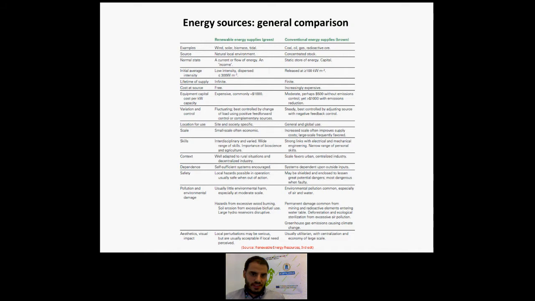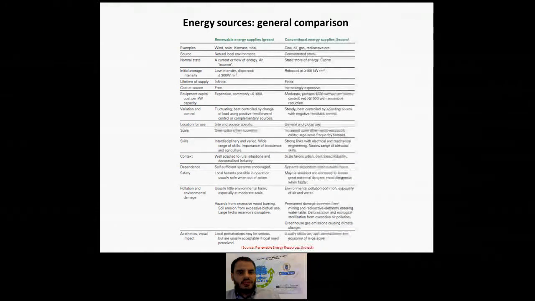Considering safety, in the case of renewable energy, local hazards are possible in operation, but it is usually safe when out of action. In the case of conventional energy supplies, they may be shielded and enclosed to lessen great potential dangers, and are most dangerous when faulty. So if not faulty, then most probably not dangerous.